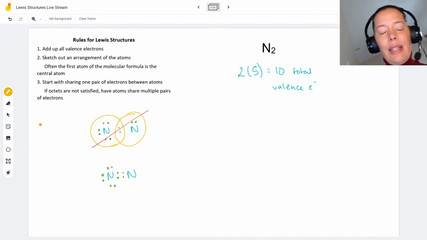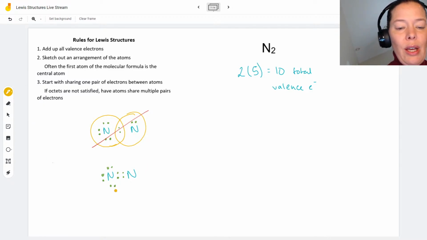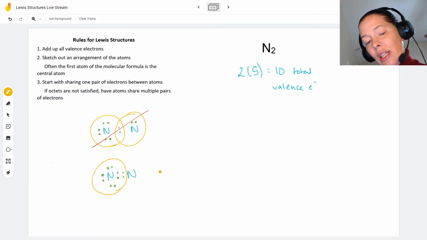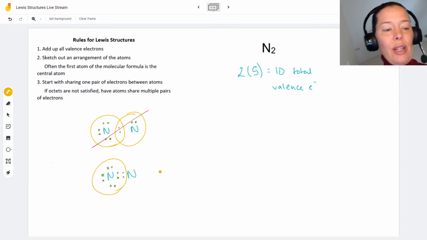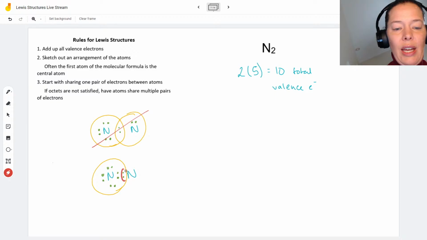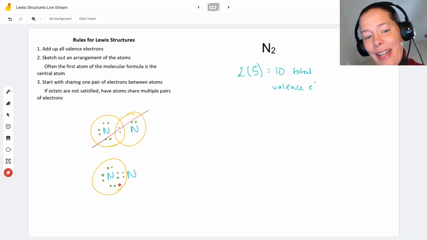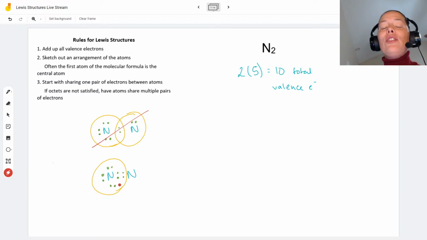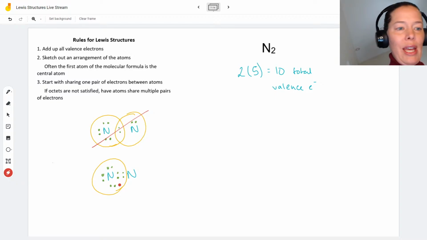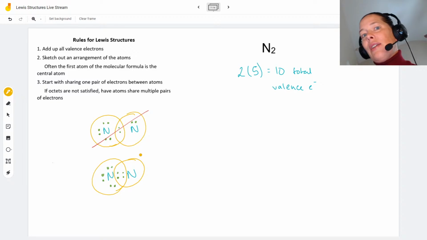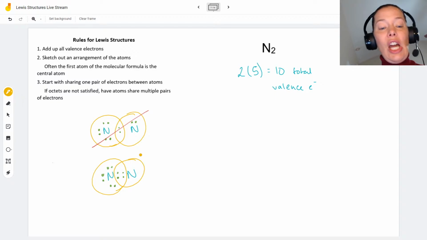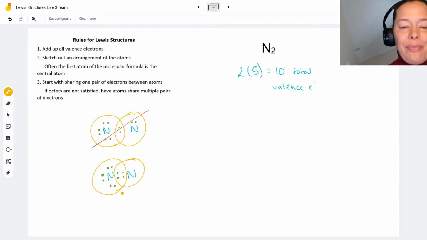Again, you're probably seeing that this is not going to work. This nitrogen actually has too many electrons. So you can see I have 2, 4, 6, 8, 10 electrons around this nitrogen. So it is over the limit. It can only have 8. And of course, the nitrogen on the right only has 4 electrons. So we've got one nitrogen with too many electrons and one nitrogen with not enough electrons.